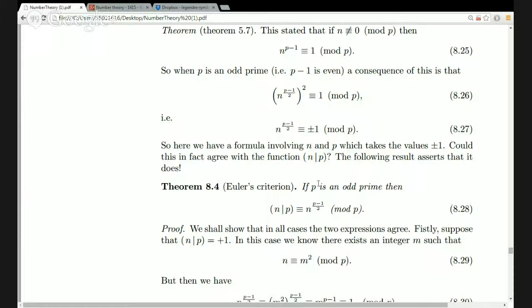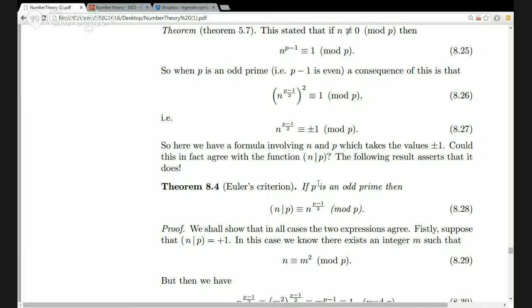Or there's one more little case, when this is 0, like when p divides n, this is defined to be 0. But of course, if p divides n, then n is 0 mod p, so 0 to any power is still going to be 0 mod p. So, yeah. These are the interesting cases, when n is a residue and when n is a non-residue. So this result is called Euler's criterion.